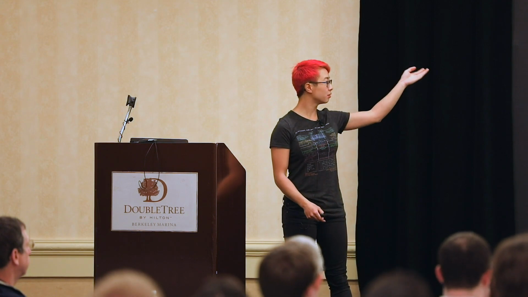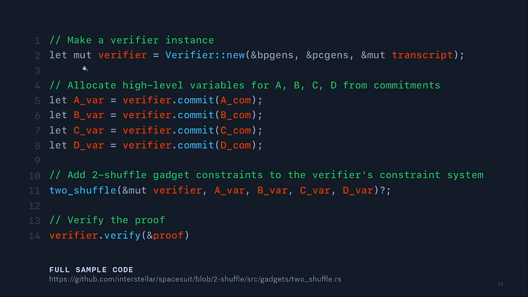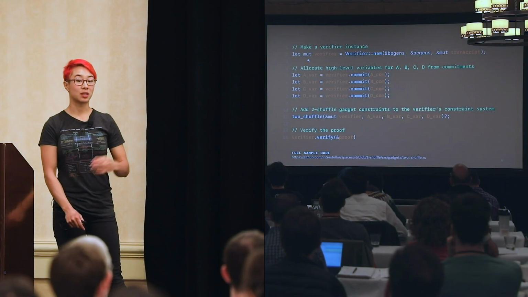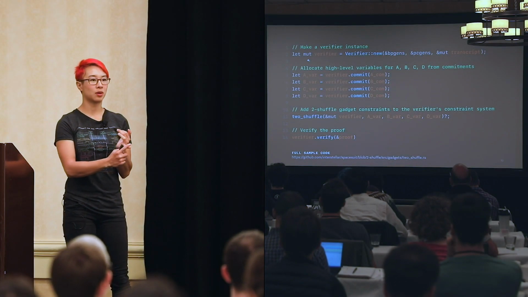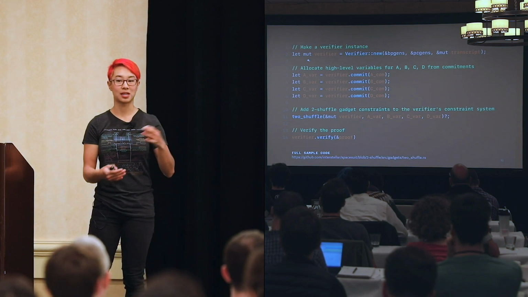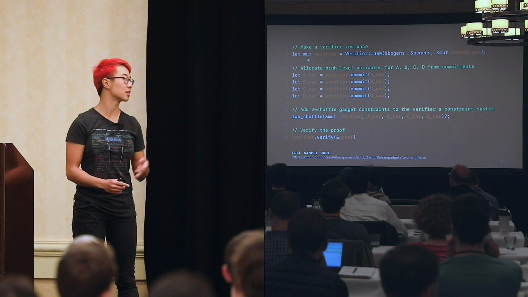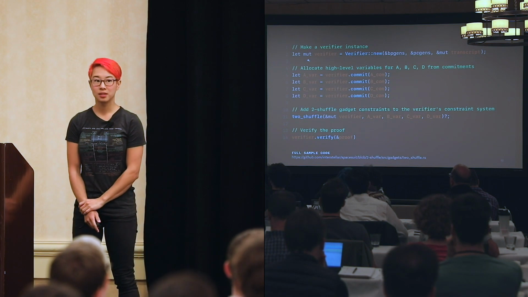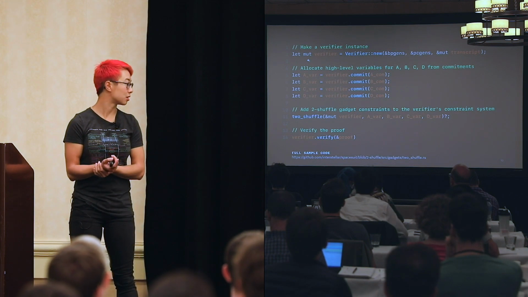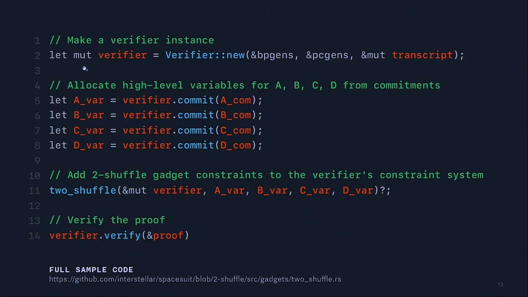But similarly to the prover, it gets these high-level variables, A, B, C, and D back, and then the same as the prover, it passes these variables and its constraint system into the toShuffle function, and then the toShuffle function adds these constraints over the variables. And then lastly, it calls .verify with the proof, and only if the proof was a valid proof that all of the variables satisfy the constraints, and if the verifier's constraints match the prover's constraints, will the proof verify correctly. So that's it. That actually is everything that's required to make this toShuffle gadget, and the code you can run the tests are at this link here.